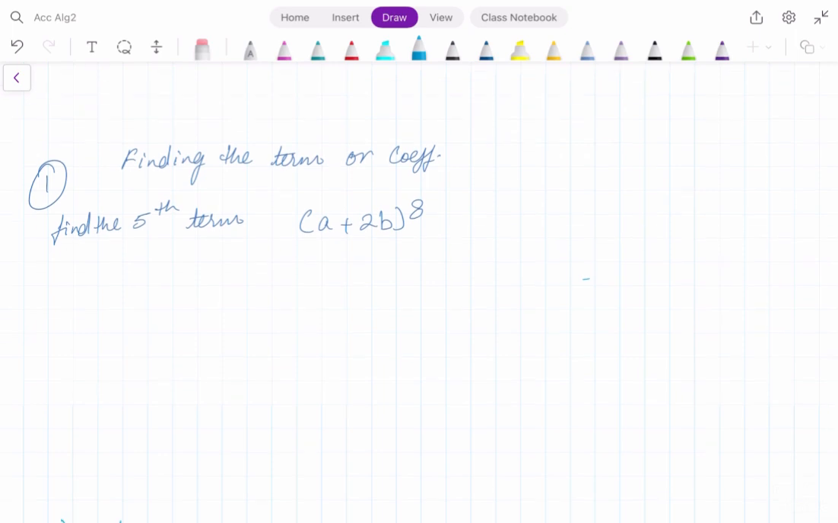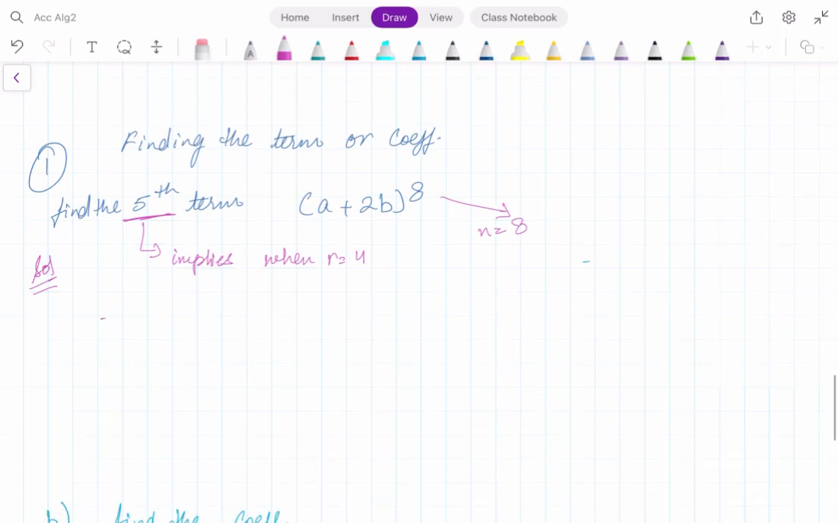Now let's take another example. In this one, the value of n is 8, but they are just asking for the 5th term. So I don't need all of the terms, but the focus should be on the 5th term. And how can we calculate? Let's get started. So for the 5th term, it implies when r will be 4, right? Then only you are getting to the 5th term, because n is 8 when r is 4. Then we are looking for the fifth term.